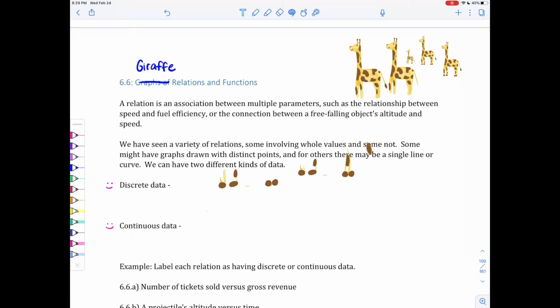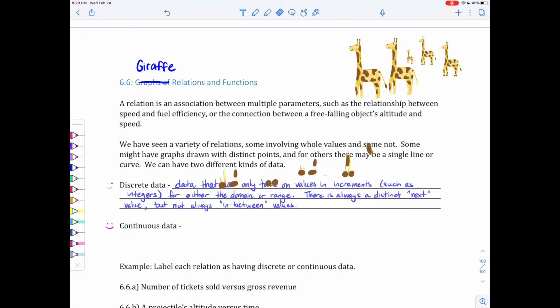So we've seen a variety of relations. Some involve whole values and some don't. So sometimes we have graphs with distinct points, and for others just a single line or curve. So we can have two different kinds of data. Let's see what's under some of these hoops here, shall we?